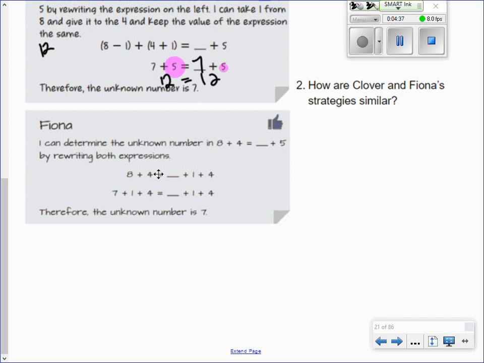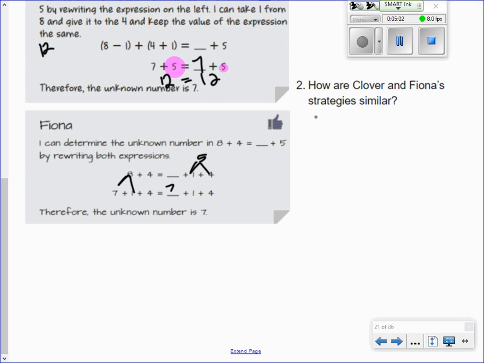So she's got the 4 on both sides. Then she knows that she can take this 8, and she can break it into 7 plus 1. So remember, this was the 5 that got broken into 1 plus 4. And this 8 got split into 7 plus 1. Now look at this. 7 plus 1 plus 4. Well, I've got the 1 and the 4. I'm just missing the 7.